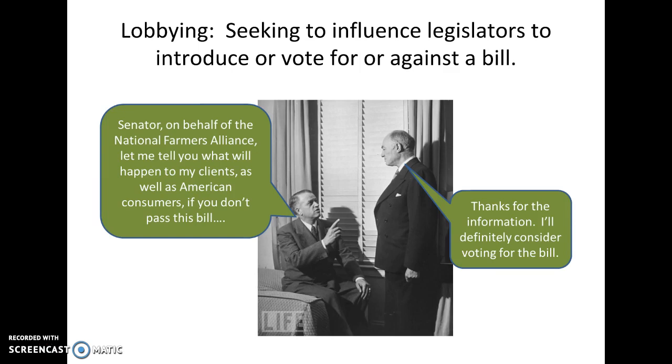lawmakers. They got their name because before email and the telephone, they used to actually stand in the lobby of the building or the first entranceway. And as senators would come in, they'd be like, hey, Senator, this is how you should vote. And they'd wait in the lobby trying to get their attention to influence them.